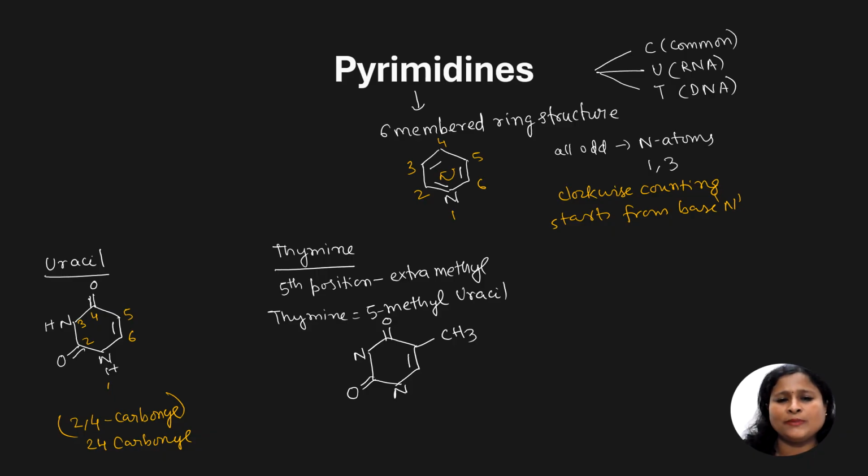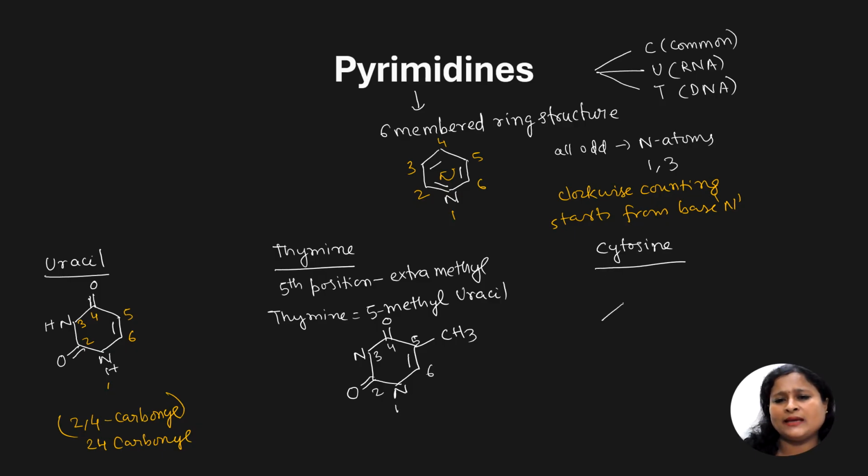Now check with the numbering. Start from the number 1 position here. Go clockwise. 1, 2, 3, 4, 5, 6. That's it. So simple. This is the structure for thymine. You can easily remember it. Uracil, thymine, and let's now make cytosine, which is common in both DNA and RNA.